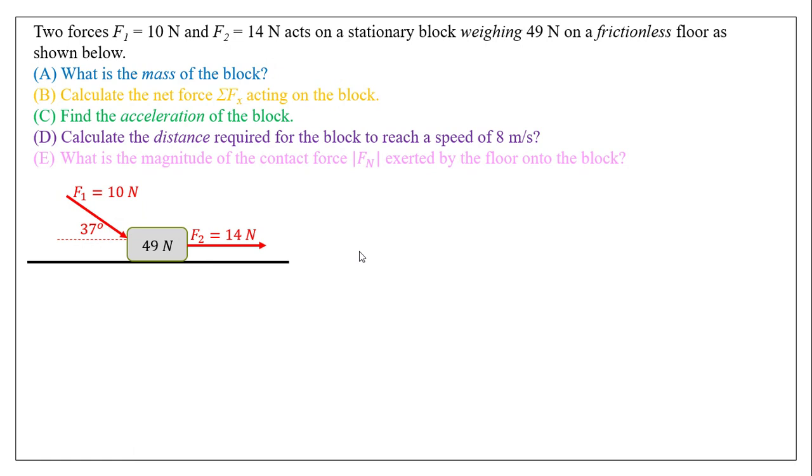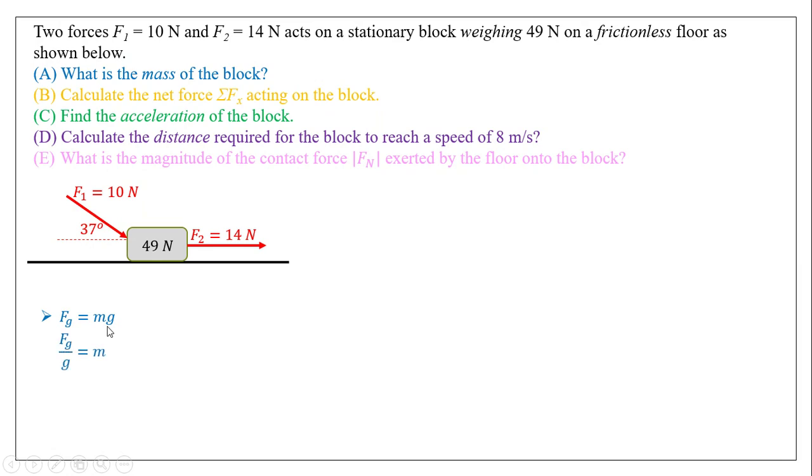Part A asks to find the mass of the block. It's important here to notice the unit inside the block. This is 49 newtons, and newtons is a measurement of force. In this case, 49 newtons represents the weight of the block, which is the same as F of G. F of G is also known as the weight of a block. So in order to do part A, we will simply set up F of G, the weight of the block, equals mass times gravity.